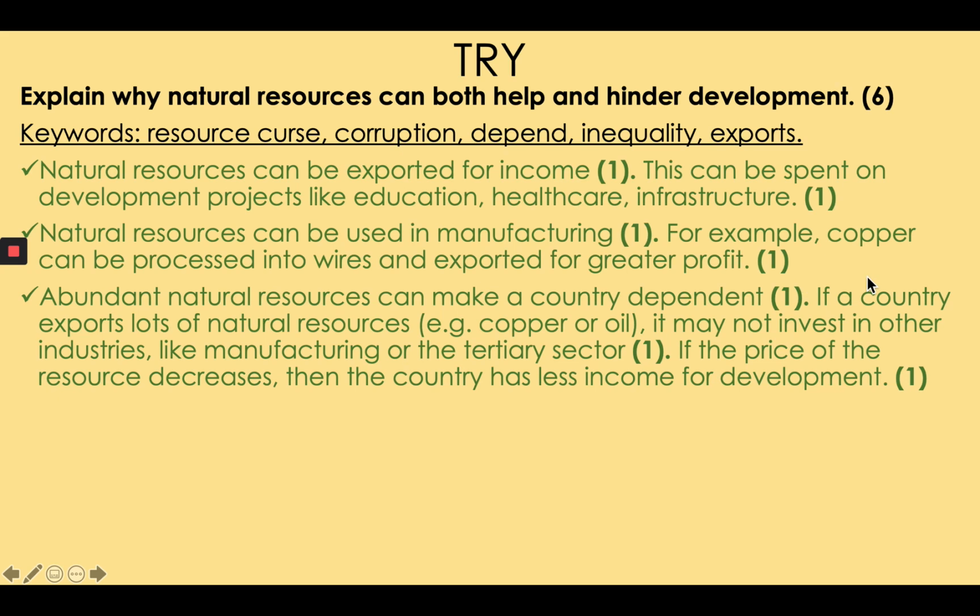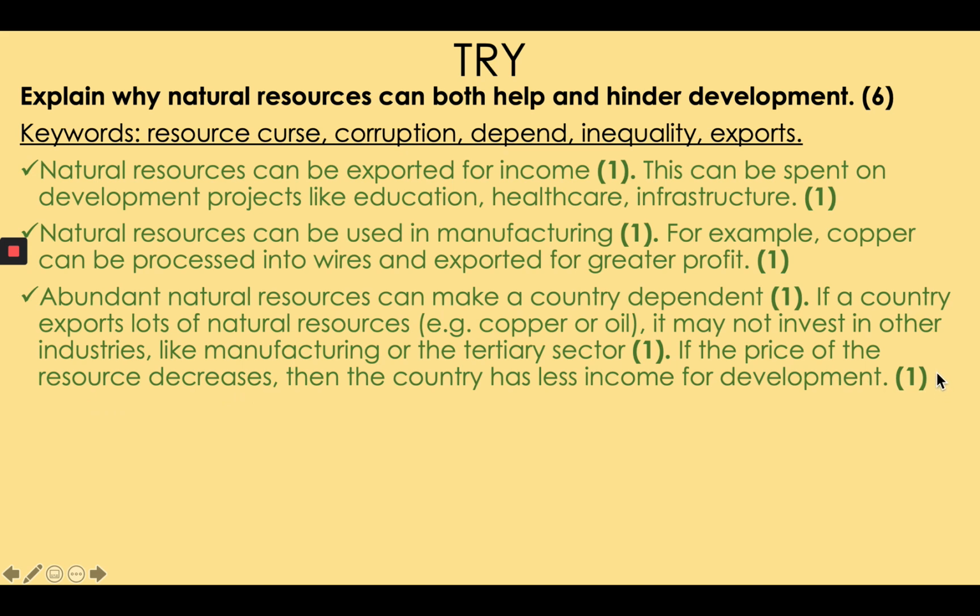However, you could have said that abundant natural resources, which means having a lot of natural resources, can make a country dependent on them, which means they need them to be able to survive. They need them for money. If a country exports lots of natural resources, for example, copper or oil, it might not invest in other industries like manufacturing or the tertiary sector because it has no need to make money. This would mean that if the price of the resource decreases, then the country has less income for development.